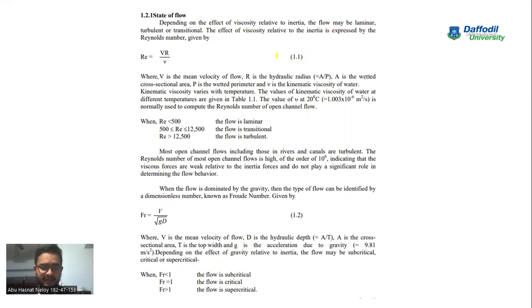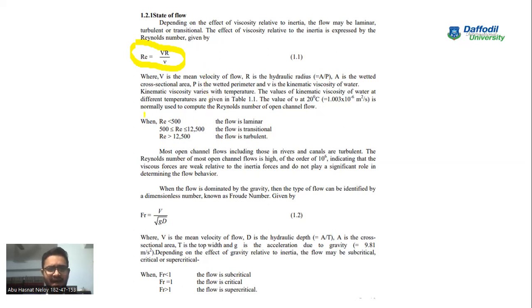The mathematical expression of Reynolds number is Re = VR/ν, where V is the mean velocity, R is the hydraulic radius, and ν is the viscosity. The value of viscosity we considered is 10^-6 meter squared per second. And R is the hydraulic radius, R = A/P, where A means the cross-sectional area of the channel and P is the wetted perimeter.